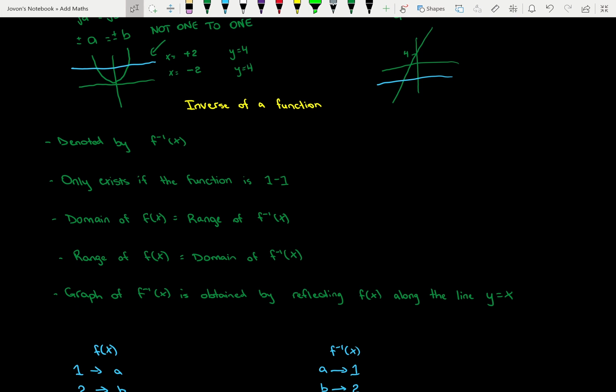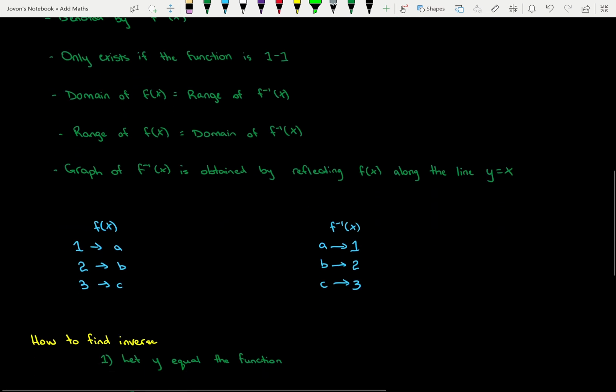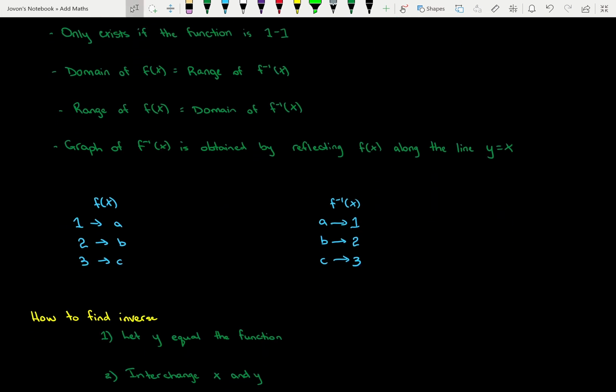Basically, what the inverse of a function does is, normally, remember, we use an x value to get a y value. What this does is it switches it. So you start off with this value here and you want to get this value. Normally you go this way for a function. Now for the inverse of a function, we go in the opposite way. And last thing about inverse functions, the graph of f inverse of x is obtained by reflecting the function along the line y is equal to x.